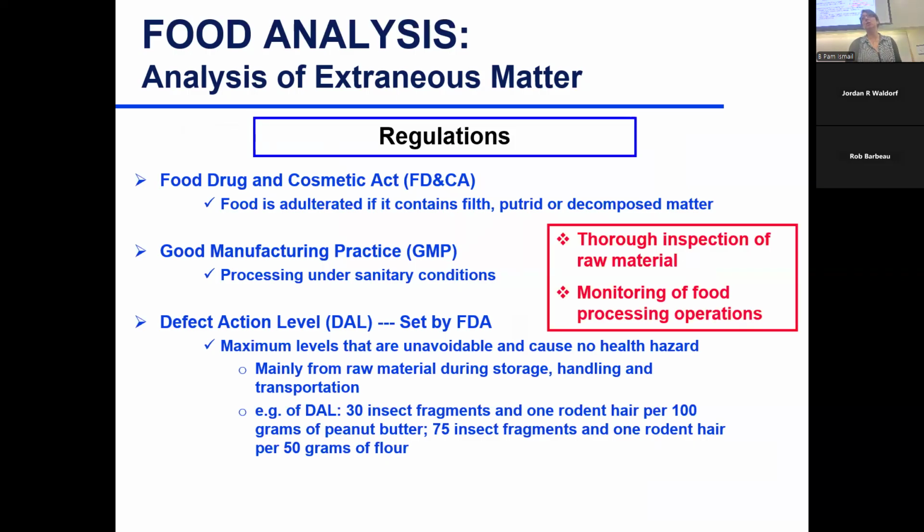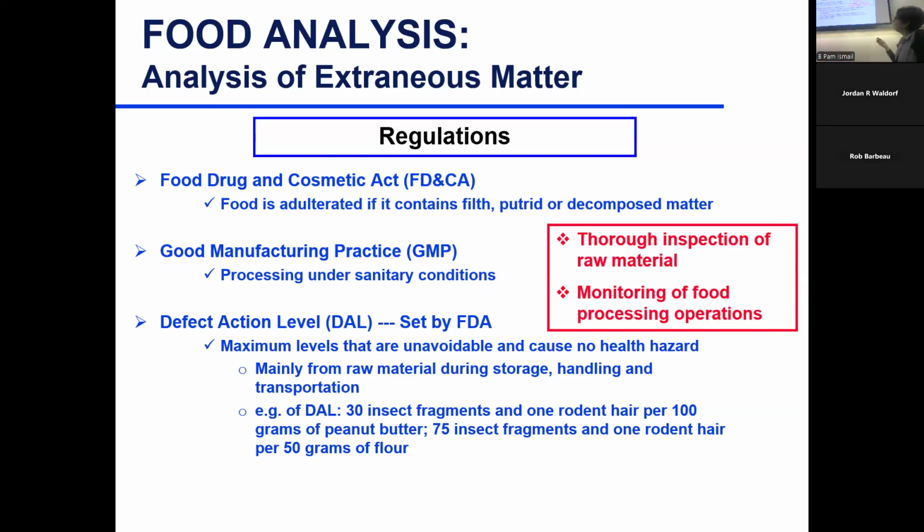So they put in regulations. Everything we eat has some filth. Did you eat your lunch yet? Yeah, there is some filth in everything we eat. That's why we have regulations. The regulations say that you have to set a defect action level, the level at which we say this is defective, we're not going to eat it anymore.